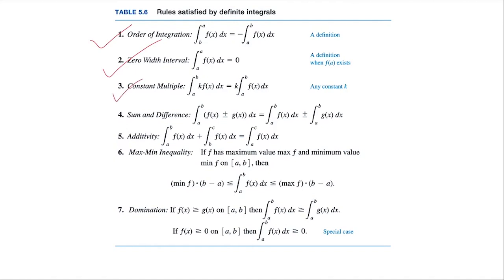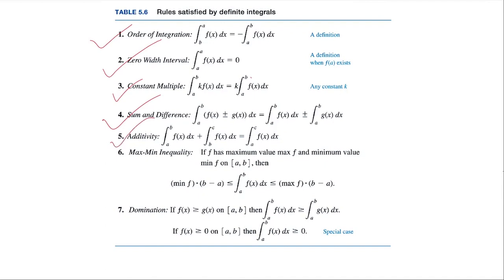Constant multiplication: if you have a definite integration and there is a constant inside that integration sign, then you can bring that constant outside. Sum and difference means the integration of the sum of the functions or the difference of the functions is the same as the sum or difference of the integrations of the functions.